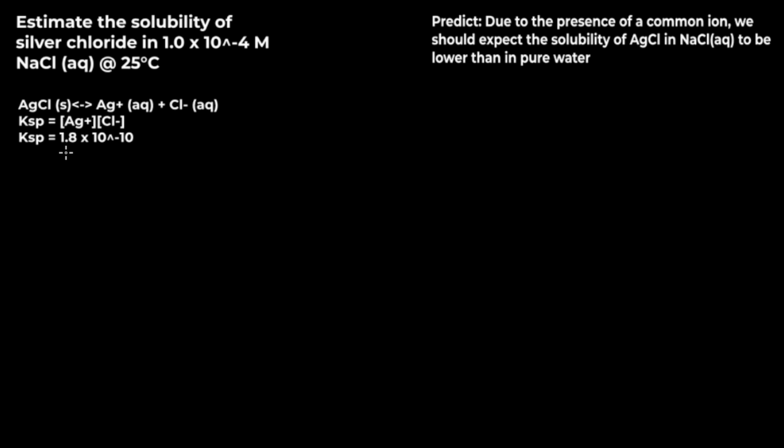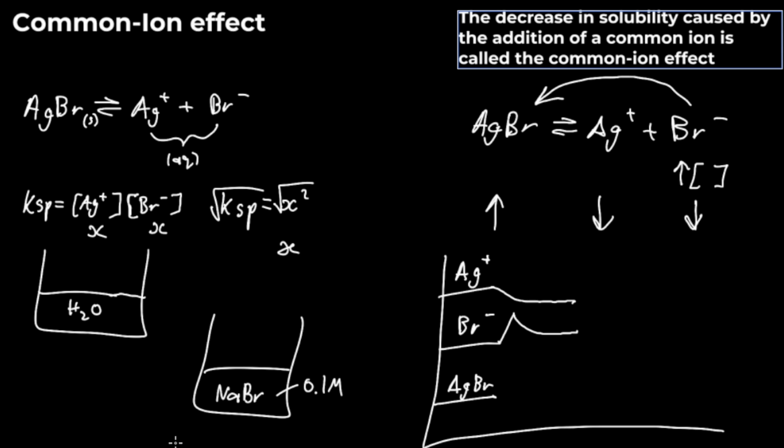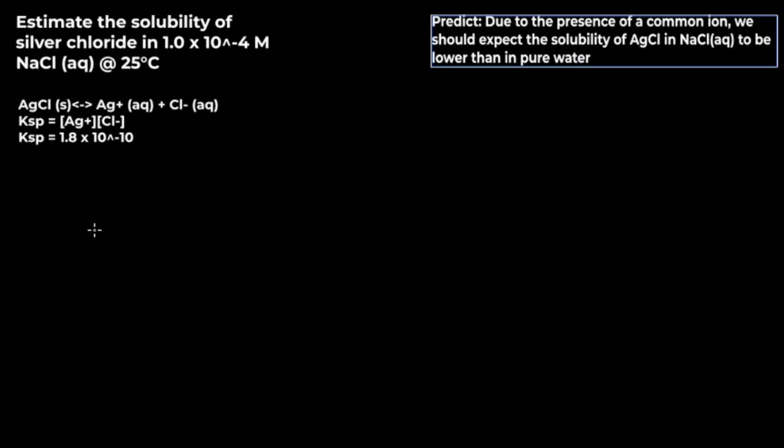So what we do here first is, and I just want to make this a broad rule that we can apply. Due to the presence of a common ion, we should expect that the solubility of AgCl in NaCl, because the Cl is common, to be lower than in pure water. This is like back here, remember? So we're going into this a little bit more quantitatively.